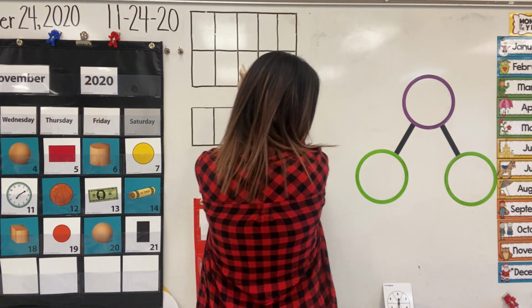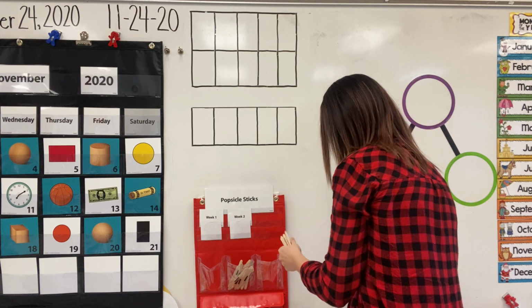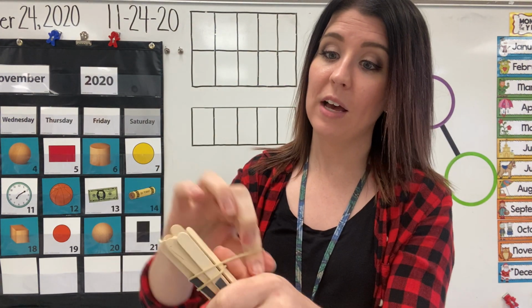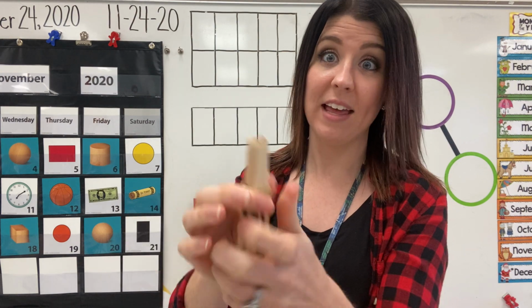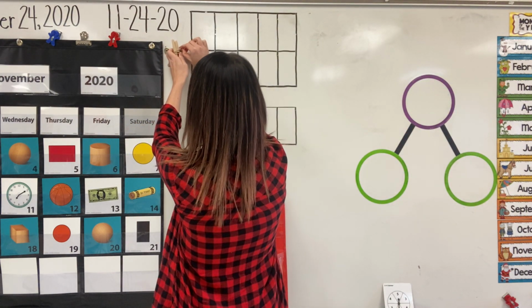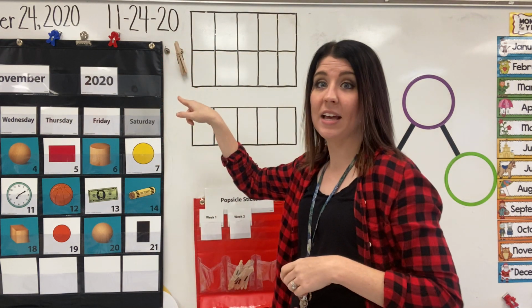And I've got a rubber band here. I'm going to take this rubber band and bundle it. That way we know this is a group of 10. So we have 10 here. I'm just going to hang it up here on this hook. So we have a bundle of 10.